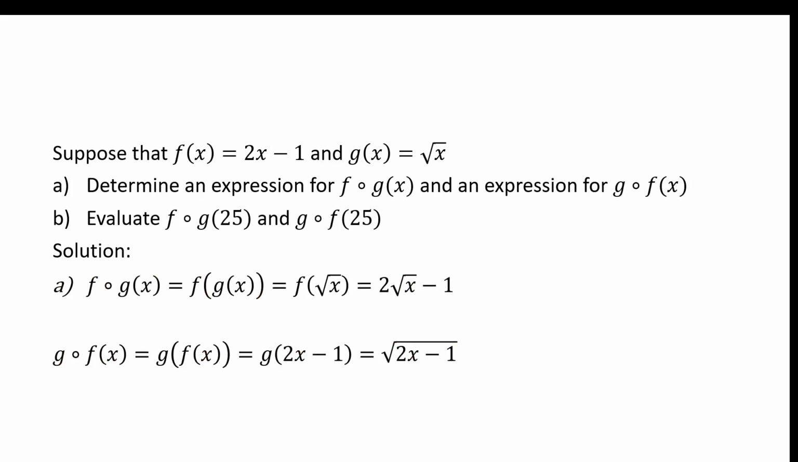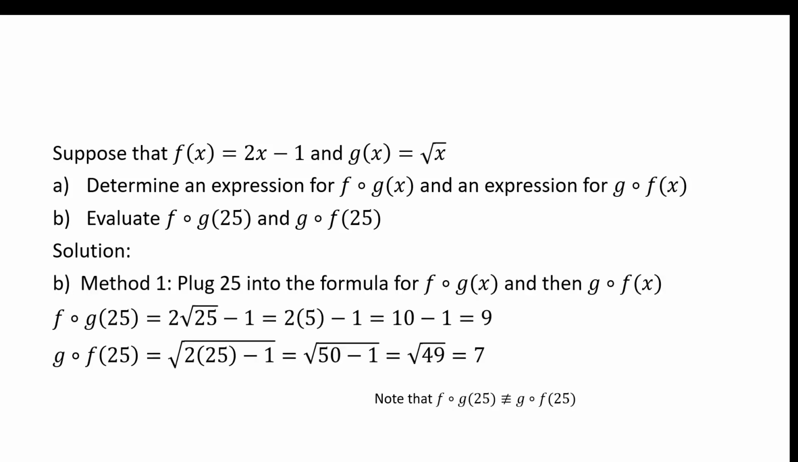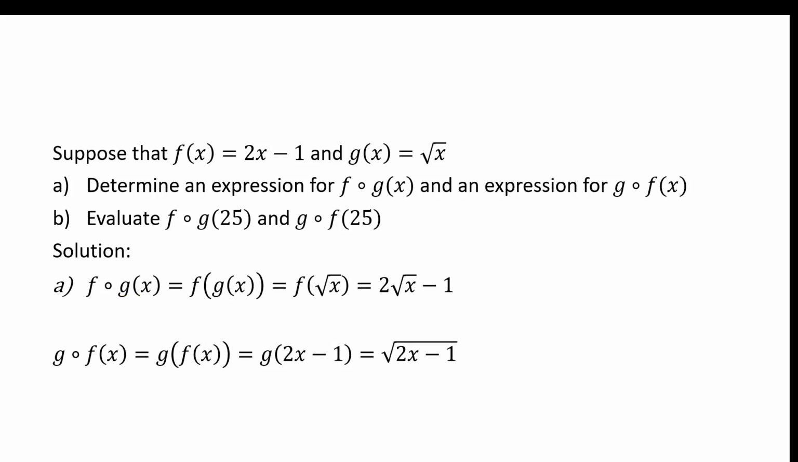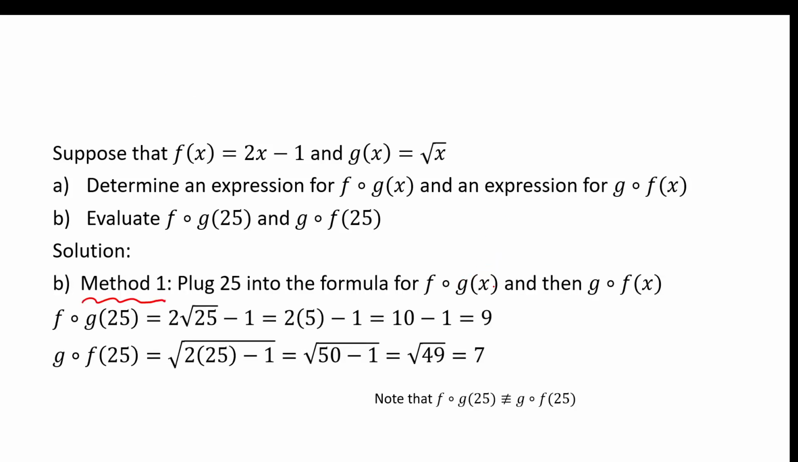Okay, we've got an expression for f of g of x, and we have an expression for g of f of x. Now, imagine we then want to evaluate f of g of 25 and g of f of 25. We're going to look at two different methods for doing this. We have method 1. Since we have a formula, literally on the last page, we were given this formula here, 2 root x minus 1.